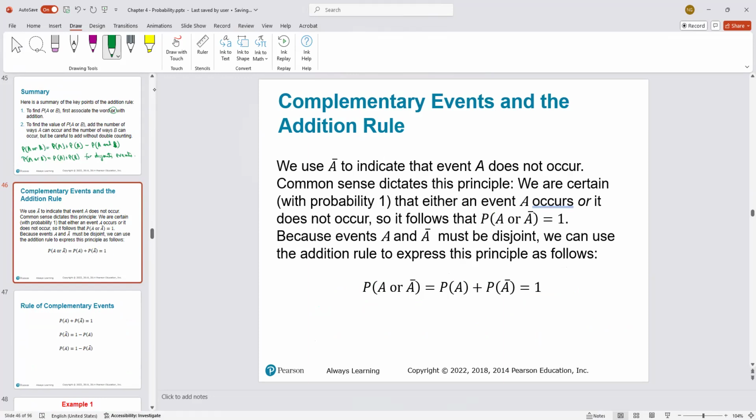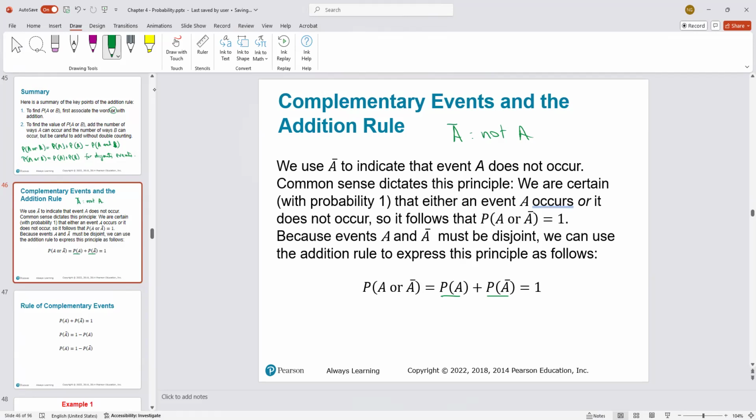Now, complementary events and the addition rule. Well, we talked about this one already. We use not A, the A bar. When you see this one, we call it not A. That indicates that event A does not occur. Common sense dictates this principle. We are certain with probability 100% that either an event A occurs or it does not occur. So it follows that the probability of A plus the probability of not A equals 100%. Probability that something happens plus probability something does not happen is 100%, right?